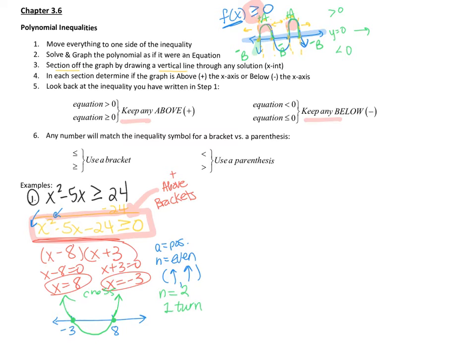So now what I'm going to do is go through and section off my graph. So to section off my graph, I'm going to draw a little line here, draw a little line here. So I've created 3 sections, one section here, one section here, and one section here. So now that I have my 3 sections, I need to determine if those sections are above or below. So I look at my graph and I see that this section is above.